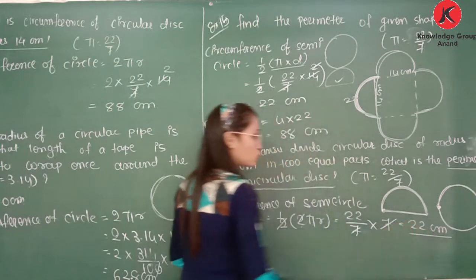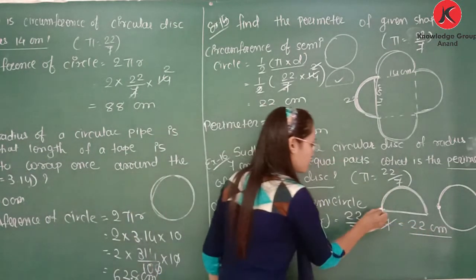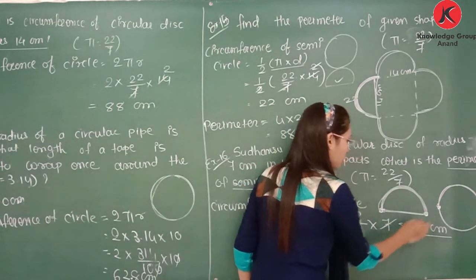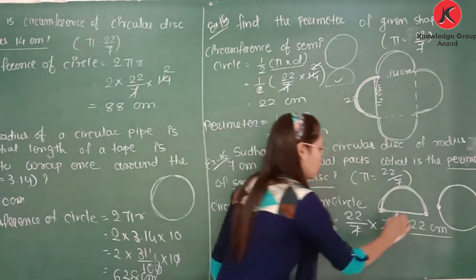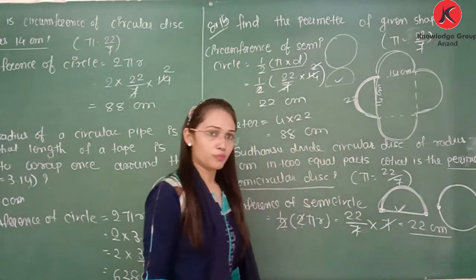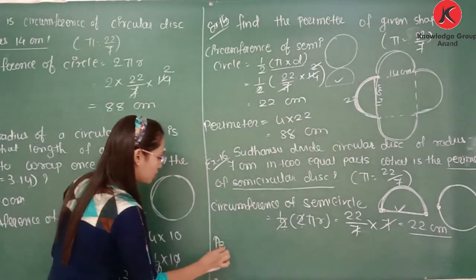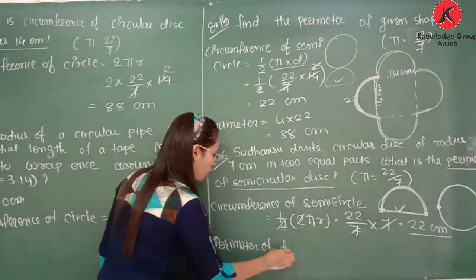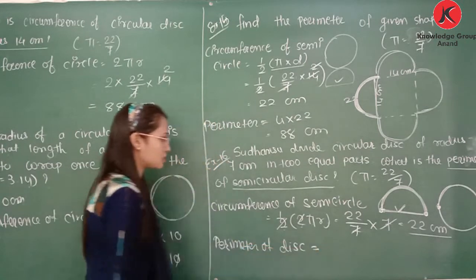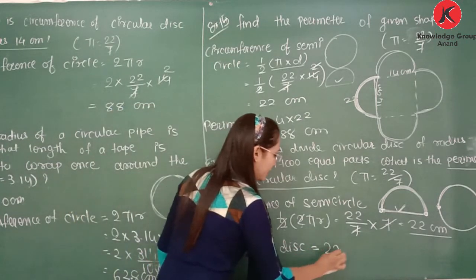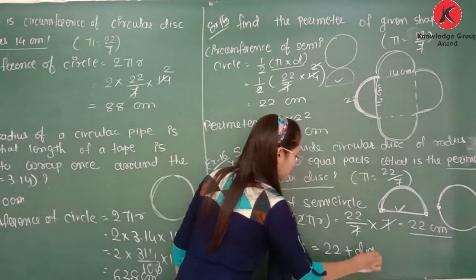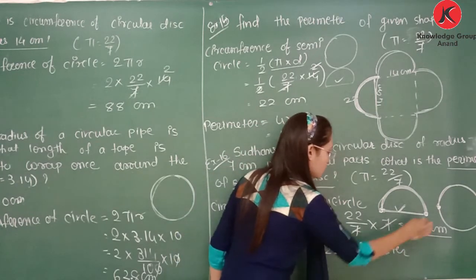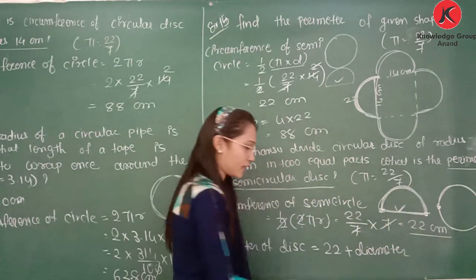But this 22 is the length from this point to this one. But for the perimeter we also need to include this length. So the perimeter of the semicircle, or you can say perimeter of the disc, is equal to 22 plus diameter. This is what? A diameter. So we need to add it in the perimeter.